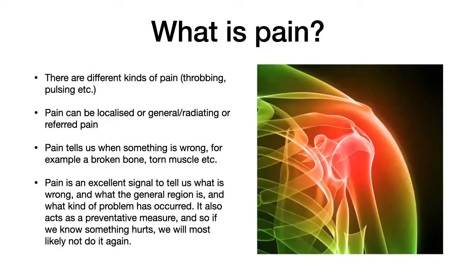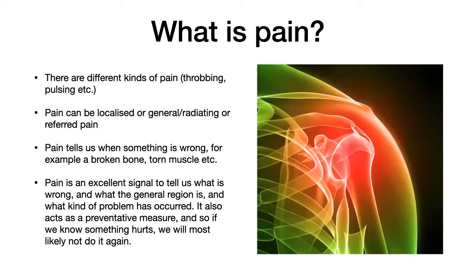So pain is obviously the sensation when you feel, which is abnormal. It's not something you should be feeling all the time. And it signals when something is wrong within the body. There are different kinds of pain. So there's throbbing, pulsing, and I'm sure everyone is aware of this. Pain can be localized, so in one specific area, or it could be a general radiating pain. So pain could be traveling from one area to another, and it's in different severities.